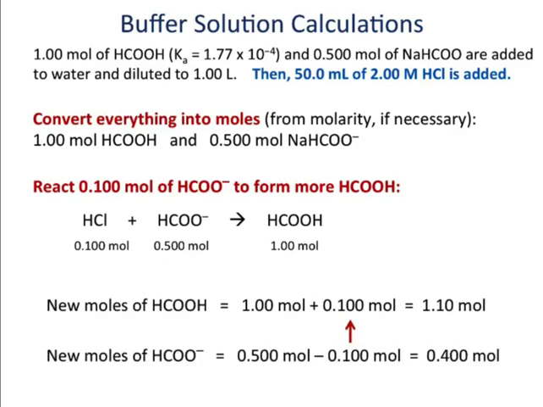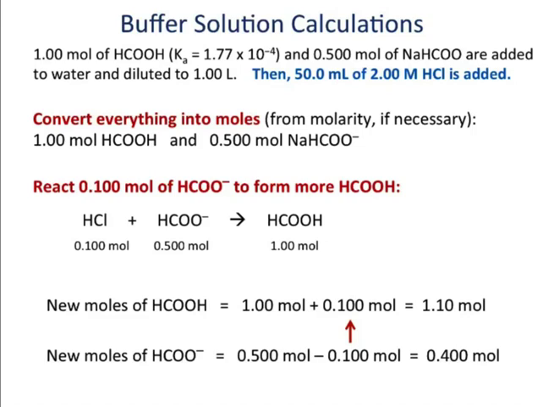Or, more precisely, here's the formic acid. Ta-da. So 1 mole plus the amount of hydrochloric acid that is turning formate into formic acid. It gives you 1.1. And then the formate, the base here, is half a mole, and then you subtract from it the amount of HCl that you added, and then you get 0.4.